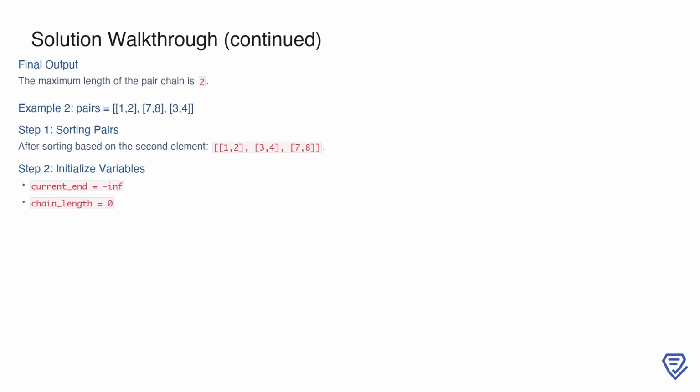After iterating through all the pairs, we find that the maximum length of the pair chain for this example is 2. Now, let's look at another example where the pairs are given as (1, 2), (7, 8), (3, 4). Just like before, we begin by sorting the pairs based on their second element. After sorting, the pairs become (1, 2), (3, 4), (7, 8). Once sorted, we initialize the same two variables: current_end is set to negative infinity, and chain_length is set to 0.